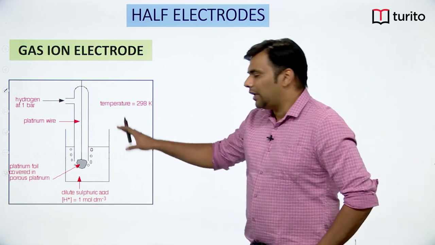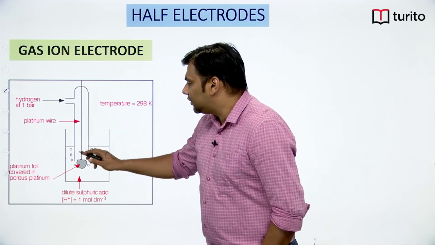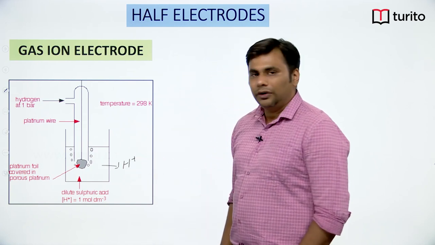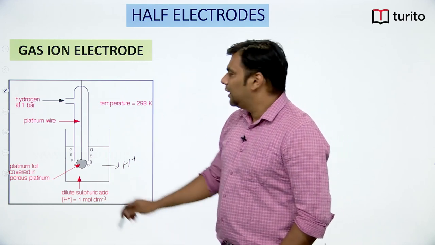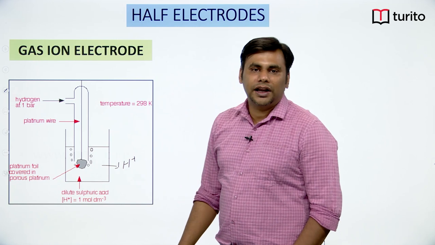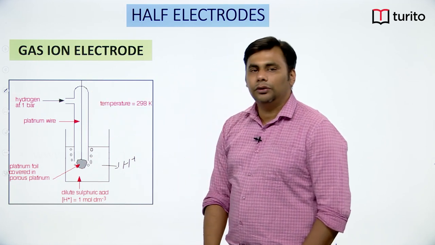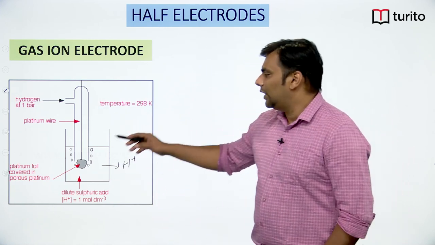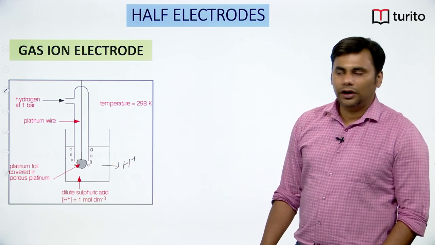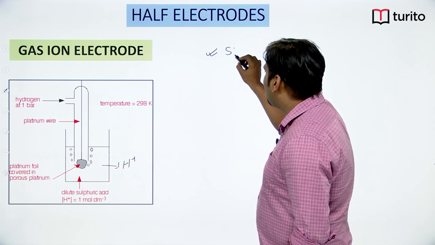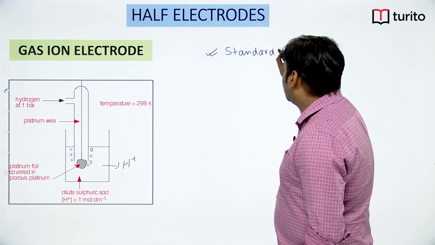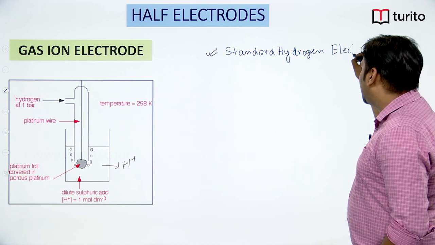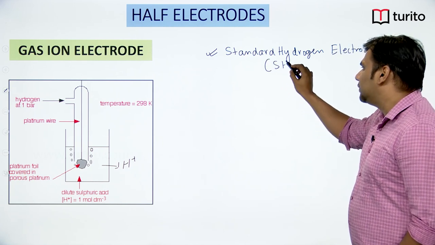If you look at the setup, I already told you yesterday: there is a platinum wire dipped in an HCl solution or an acid solution. This solution has H plus ion. We have dipped a platinum wire in it, and through this we are sending hydrogen gas at 1 bar. This hydrogen gas, through the platinum, can enter the solution. So, an electrode potential would be set up. The temperature is 298 Kelvin and we have taken a platinum foil over there. This is called a standard hydrogen electrode. It is also written as SHE.